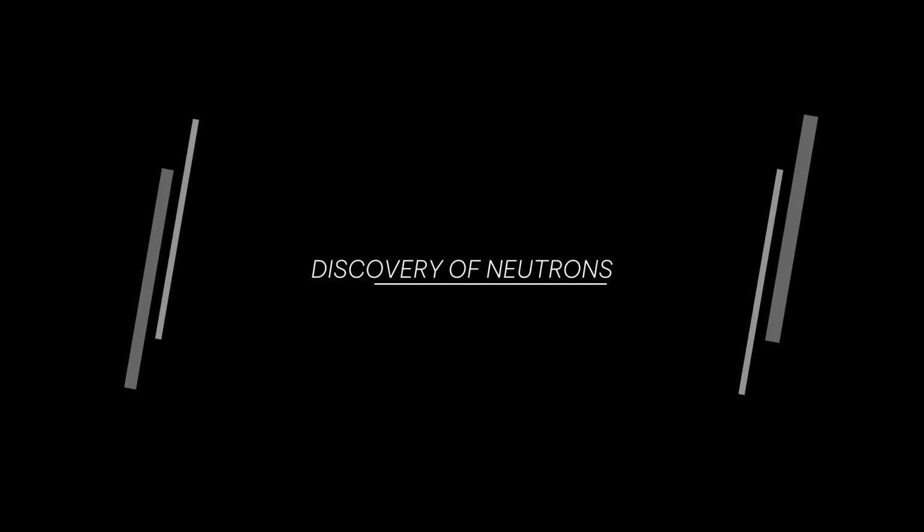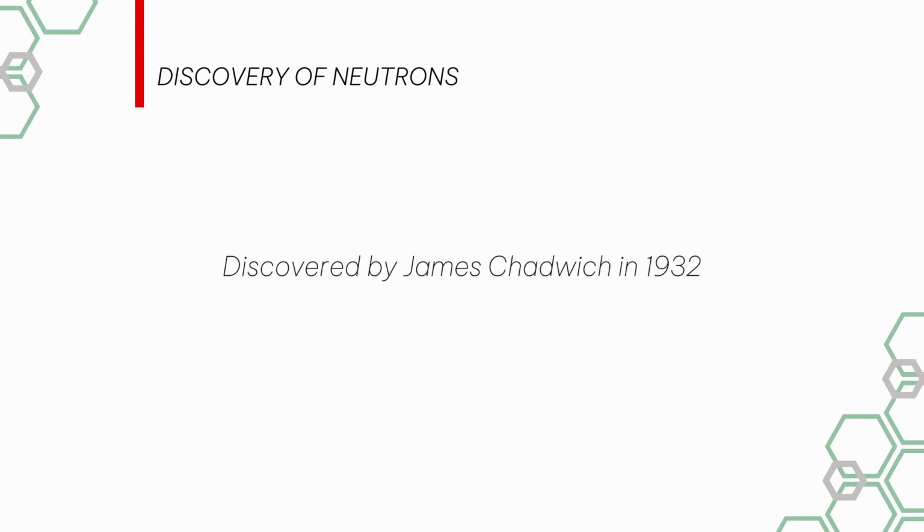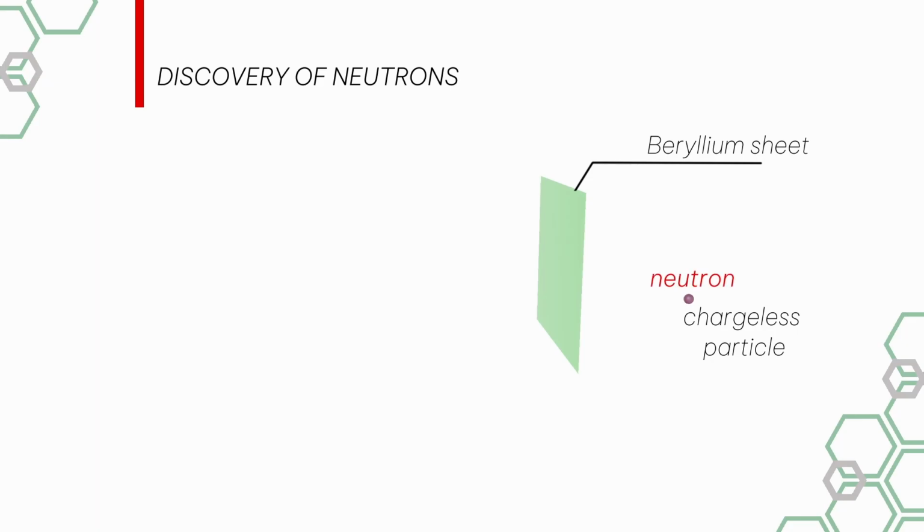Discovery of neutrons. Neutrons were discovered by James Chadwick in 1932. For this, when he bombarded alpha particles on a beryllium sheet, the chargeless or electrically neutral particles present inside the atom were released, which he named neutrons.